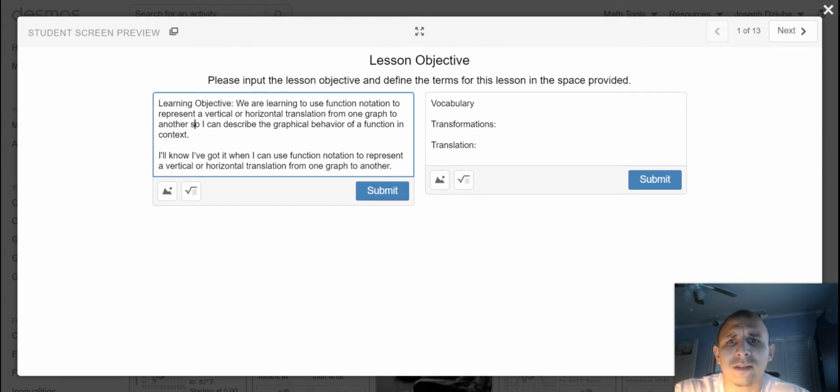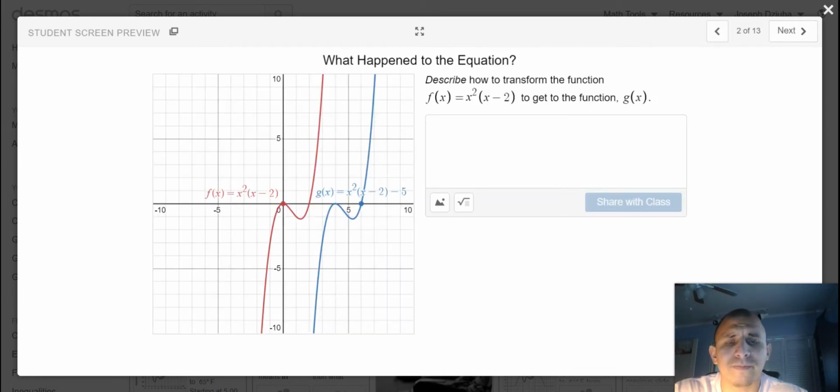So within today's lesson, we're going to be moving some functions, learning how to use function notation to represent a vertical or horizontal translation from one graph to another so that you can describe the graphical behavior of a function in context. You'll know you've got it when you can use function notation to represent a vertical or horizontal translation from one graph to another. Let's get into it.